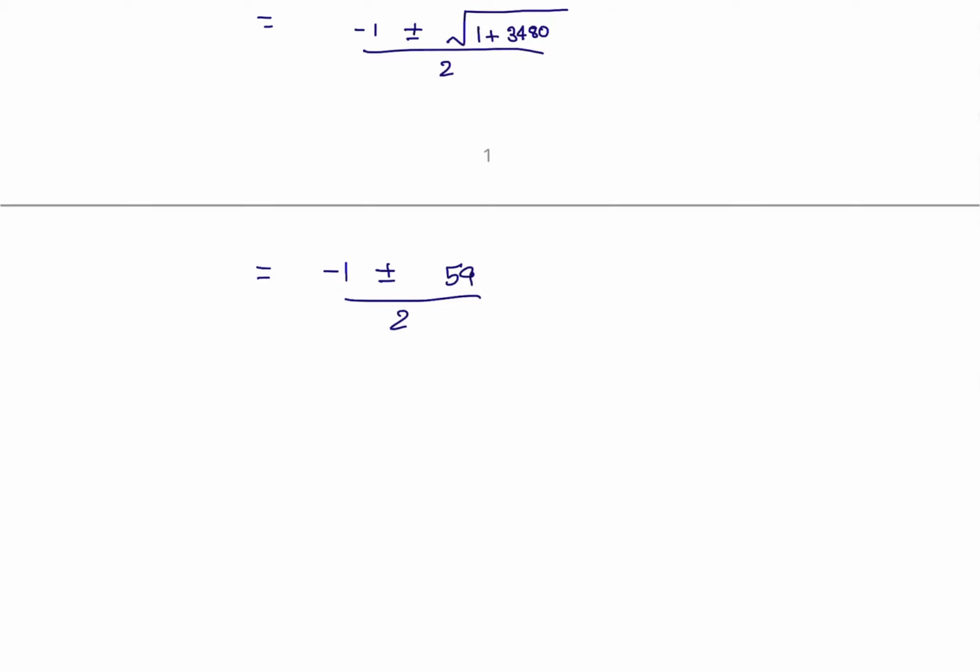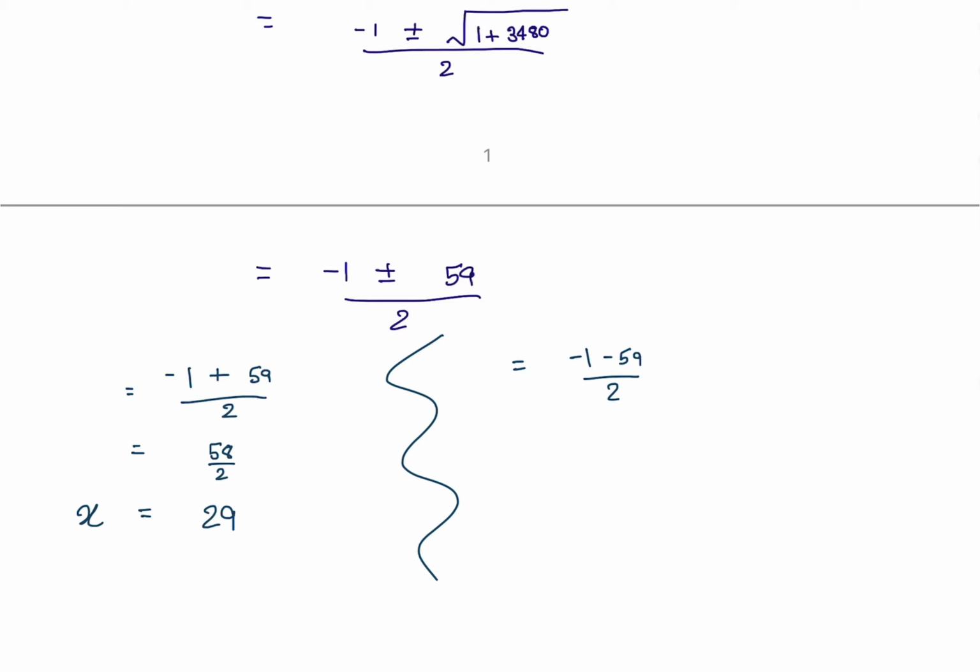Now, in situations like these, as we discussed in our previous video, x can also have two values in an equation. So let's go off with the first one. Negative 1 plus 59 divided by 2. This gives us 58 divided by 2, which gives us 29. So the first value of x is 29. Now the second value of x is negative 1 minus 59 divided by 2, which gives us negative 60 over 2, which gives us negative 30. So the second value of x is negative 30.